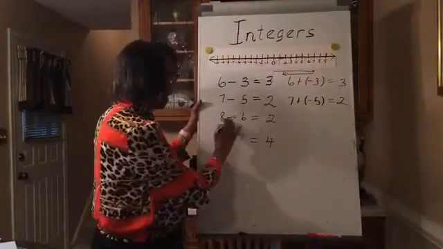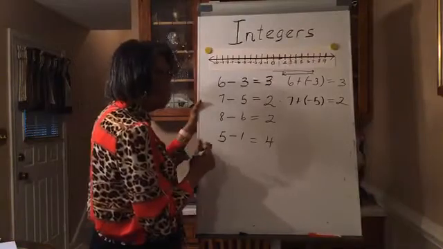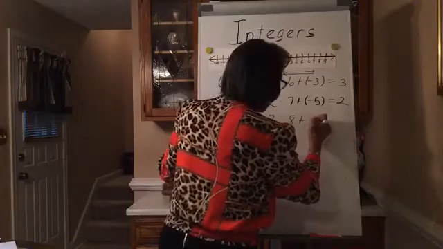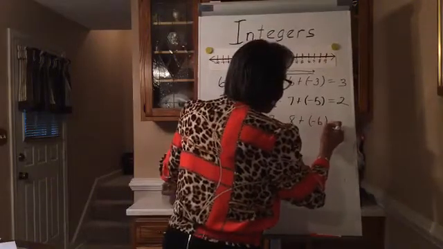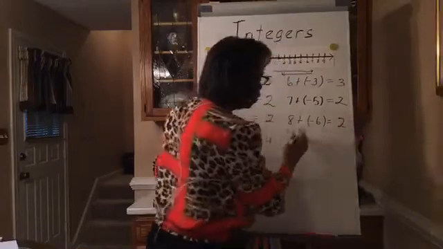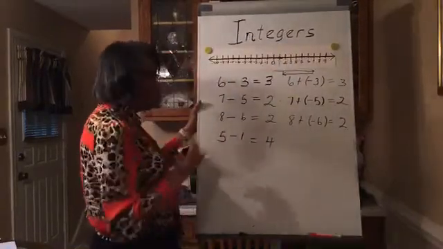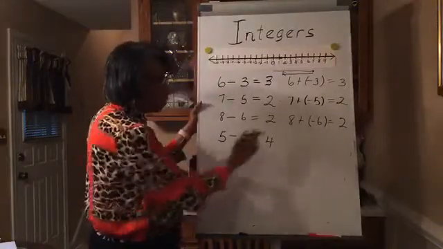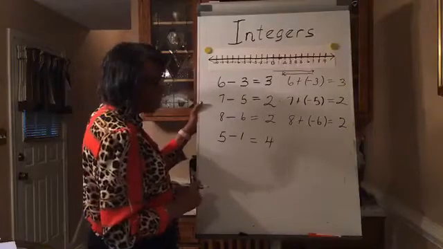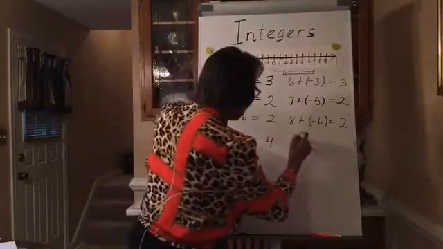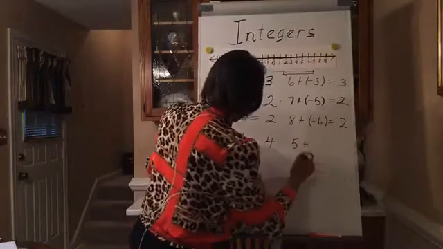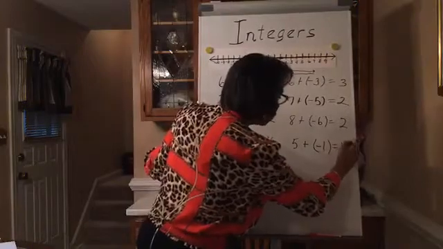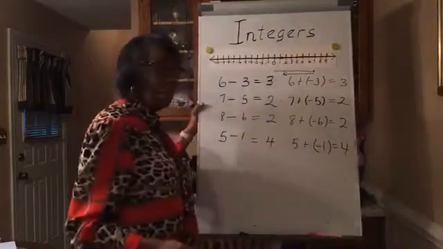All right, 8 minus 6 means 8 plus the opposite of 6, which is negative 6, and that equals 2. We just learned how to do that. And it's the same motion that we're doing. So we're really not learning a new operation. We're really doing it with the operation of adding that we just learned. And so we have 5 plus the opposite of 1, which is negative 1, and that equals 4.